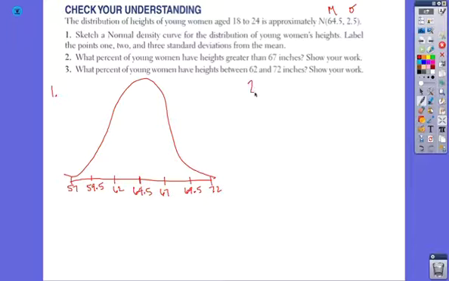Number 2 says, what percent of young women have heights greater than 67 inches? So what you would need to do, because 67 inches would be here, is you would basically be finding everything that fell into this region.